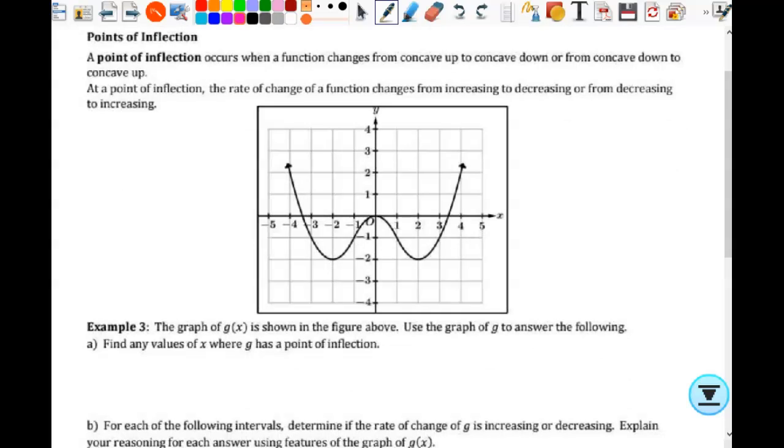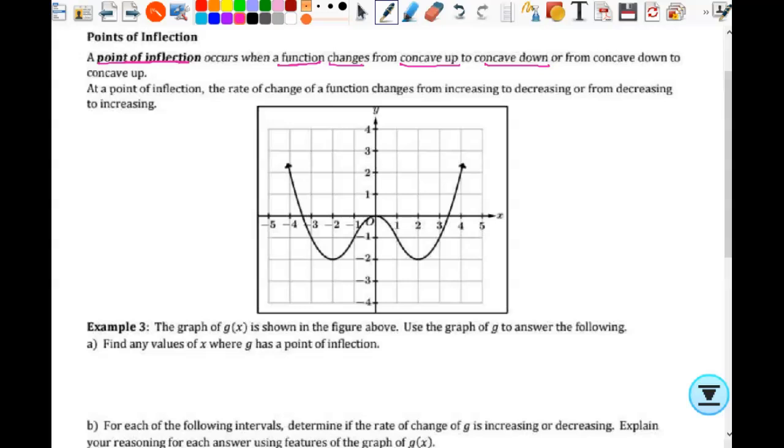For our polynomials, we're going to look at points of inflection today. We've already talked about points of inflection, but not specifically with polynomials. It doesn't change what they are. A point of inflection occurs when a function, any function, doesn't have to be a polynomial, changes from concave up to concave down, or vice versa, either way, okay?